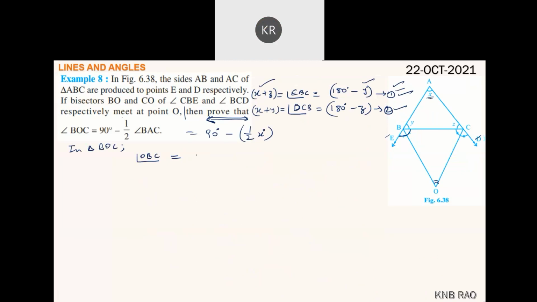What is angle OBC? It is half of angle EBC, which is half of X plus Z. Correct? Next, what is OCB? It is half of angle DCB, which is half of X plus Y.